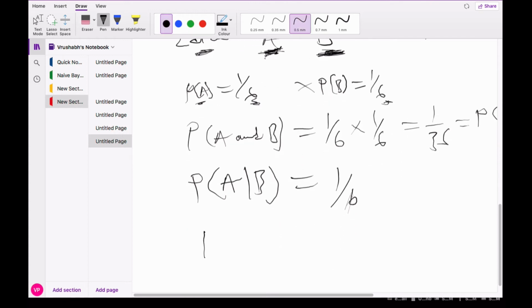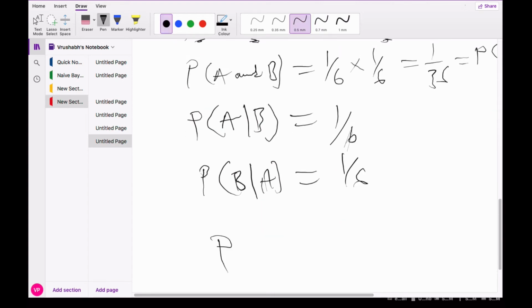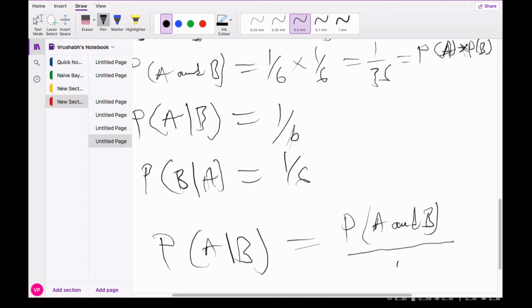In the same way, the probability of B given A is still going to give me 1/6. So the 2 of them have nothing to do with each other. If you want to intuitively come up with this, you can see that the probability of A given B is 1 over 6. So now this one is just the same thing as this: the probability of A and B, divided by the probability of B.